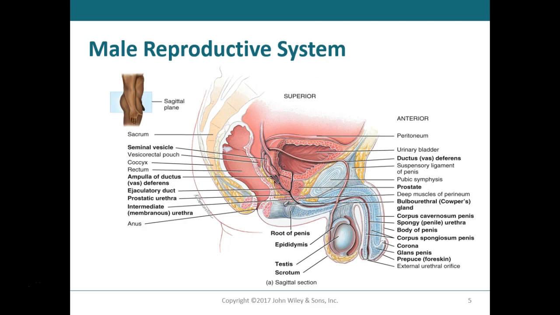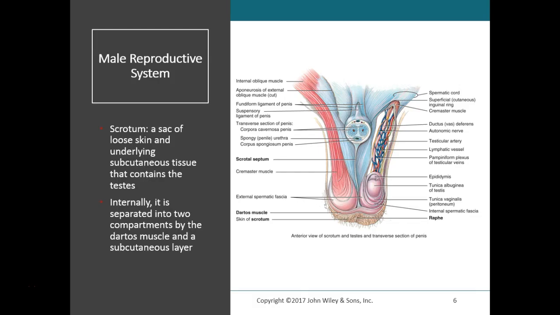The penis's role is to deliver sperm into the female reproductive tract so that fertilization can occur, and the scrotum, of course, functions to support the testes. So we'll look first at the scrotum. The scrotum is a supporting structure for the testes.